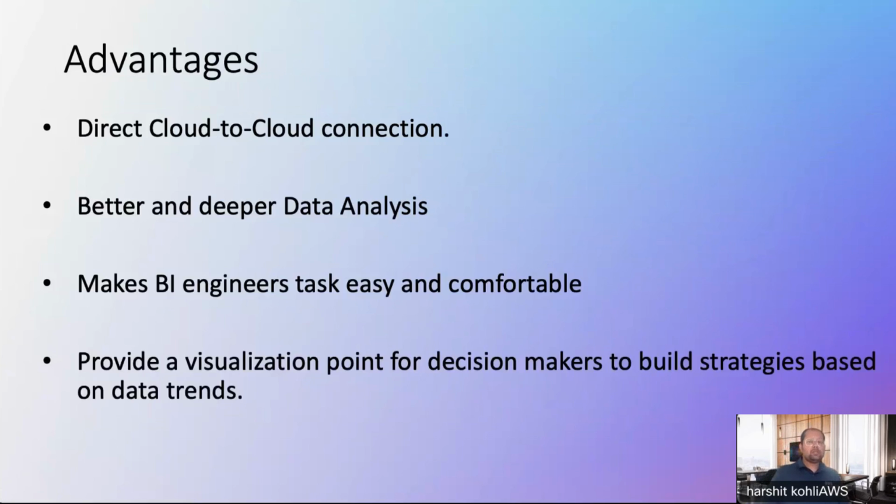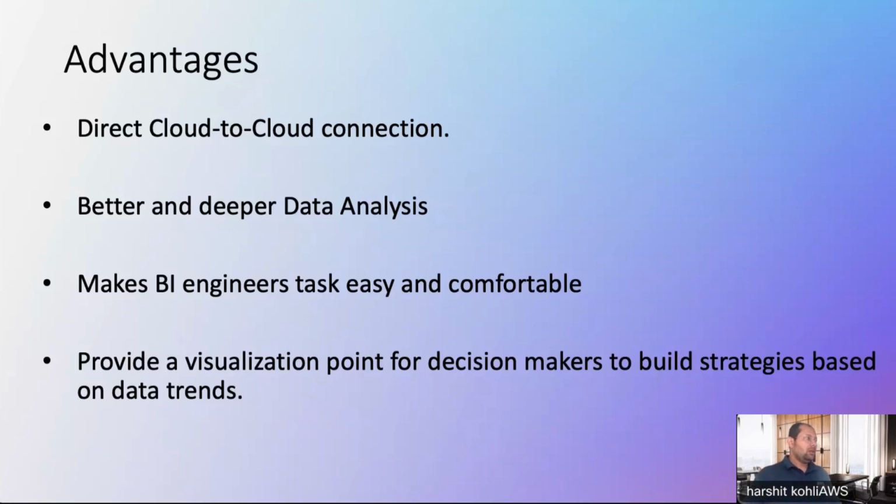Finally, why should we build this pipeline using Redshift into QuickSight, and how is it helping us? The first and foremost advantage I would like to talk about is the direct cloud to cloud connection. Your data is sitting in your Redshift or on your S3, and you have QuickSight, which is also on cloud. There is no requirement to move your data from one cloud to another cloud or to on-premise. Everything can be connected cloud to cloud, and you can easily access the data or build dashboards on top of it.